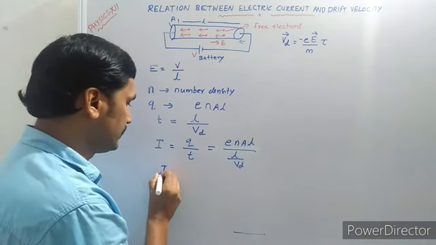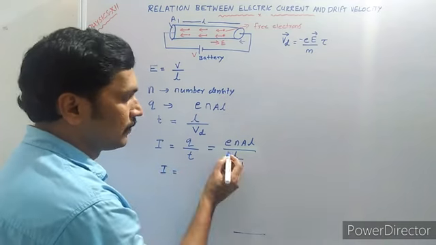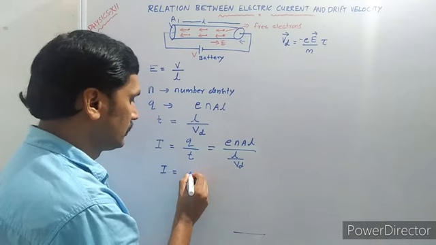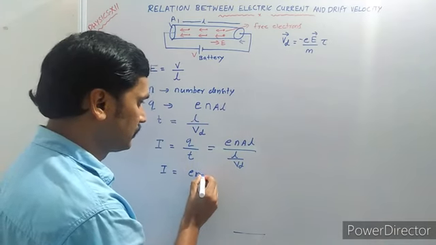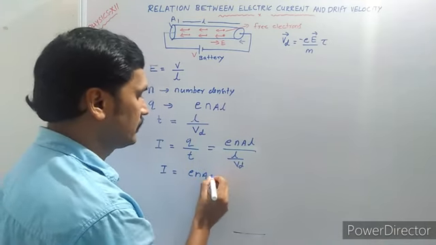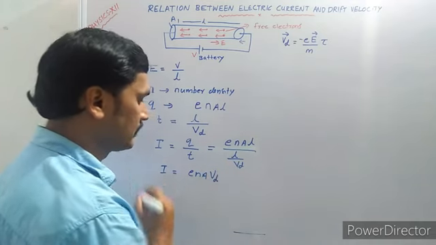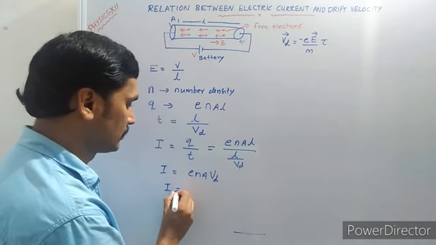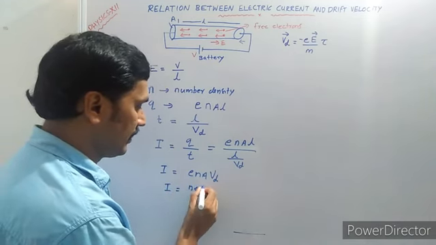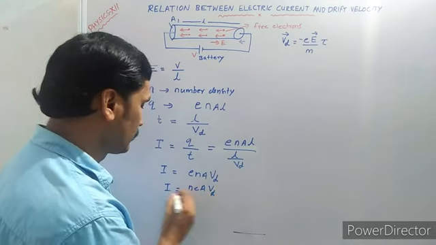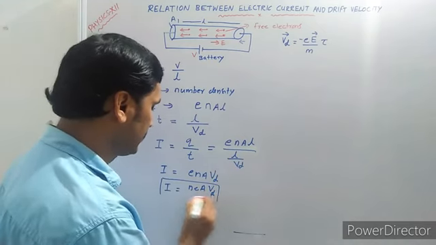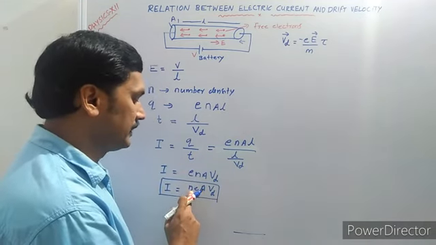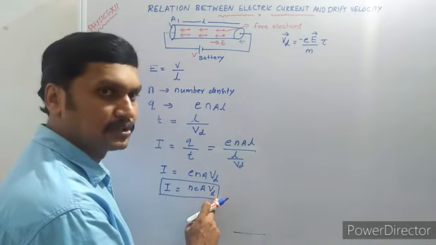Now rearrange this equation. The L gets cancelled, and current I is equal to E into N into A into Vd, taking the Vd to the numerator. We can rearrange this equation in another form: I is equal to N E A into drift velocity. So this is the expression for the current in terms of drift velocity.